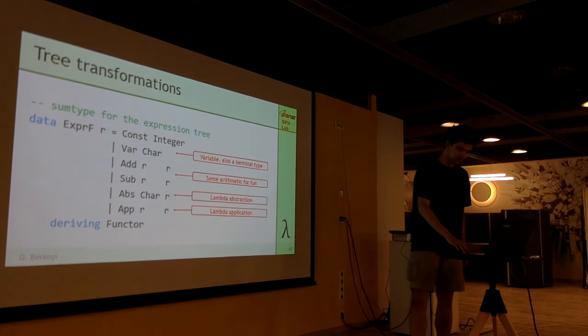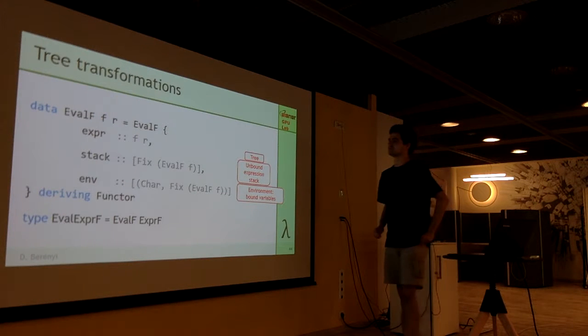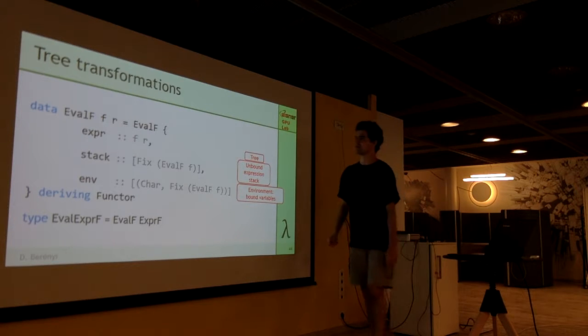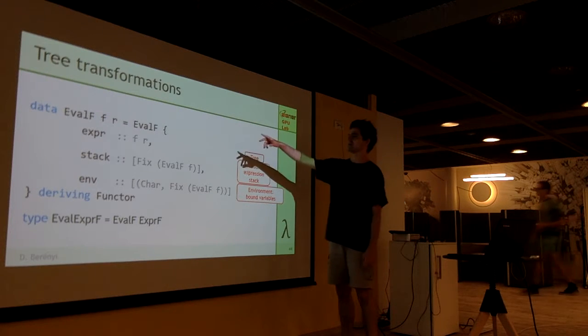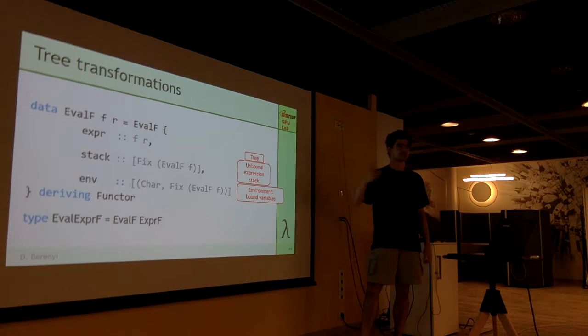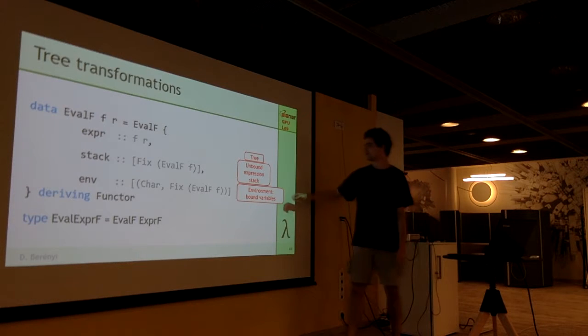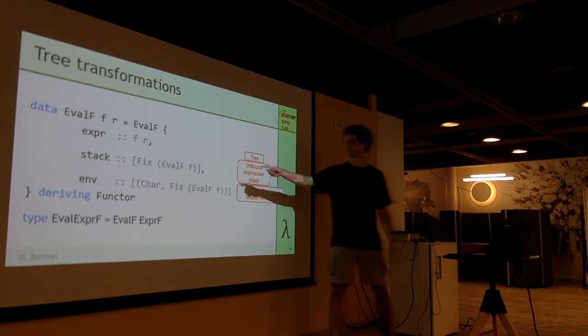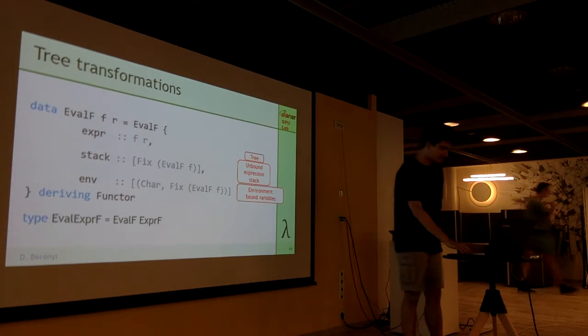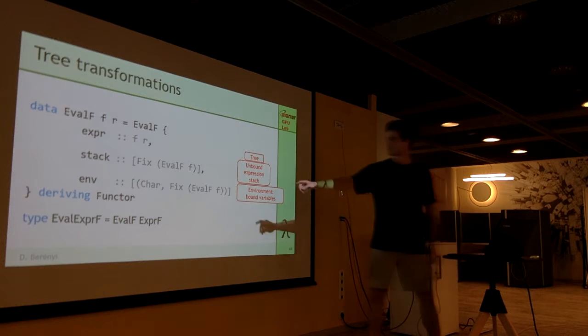Now we need to store some stuff while we are traversing the tree, and in this case we have this EvalF that we are taking along. It contains the tree. It contains a stack of unbound expressions that were previously applied by an App node, and there is an environment that contains the already bound expressions, which have a variable symbol and the tree that was bound to it. And we'll be using this Fix to store it.